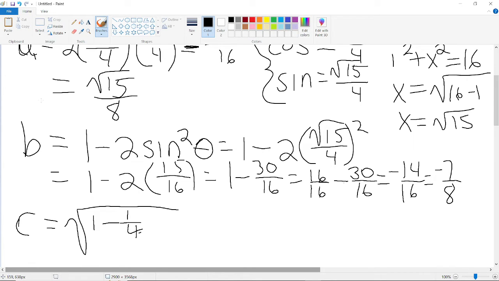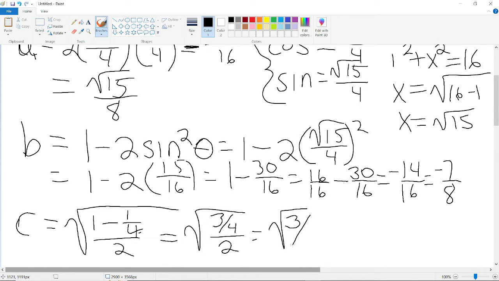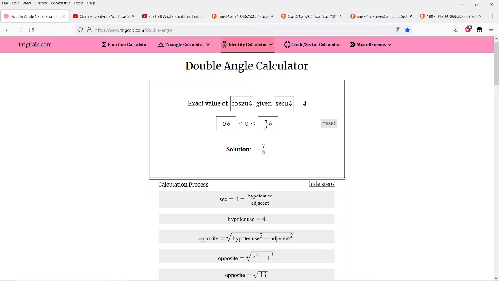I need a little break there between my minus sign and my division. 1 minus 1/4 over 2 equals the square root. 4/4 minus 1/4 is 3/4 over 2 equals the square root of 3/8. We've got it. Well, we might as well put it into the half angle calculator.